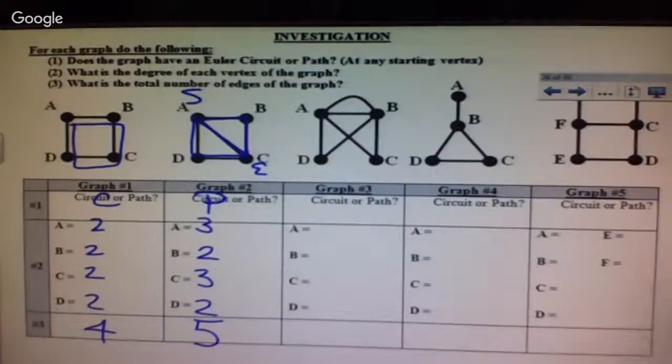Try graph 3. Circuit or a path? Circuit. Okay, I can start at A and I can make my way straight back to A. So this is a circuit.